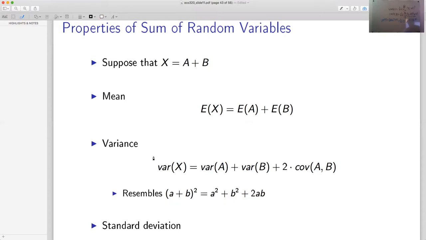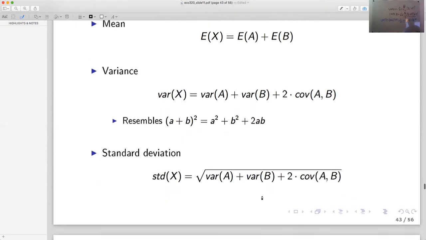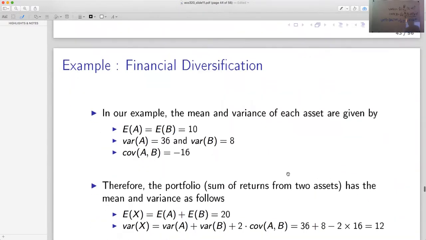Similarly, the variance of X is equal to the variance of A plus B, right? That is equal to the variance of A plus the variance of B plus 2 times the covariance of AB. So that was the basic formula. For standard deviation, you just take the square root of it. So it's nothing hard.